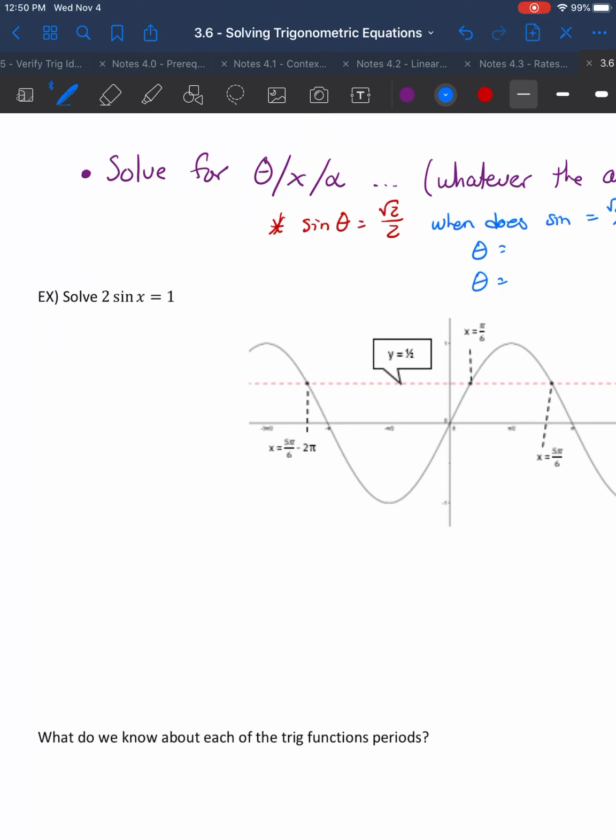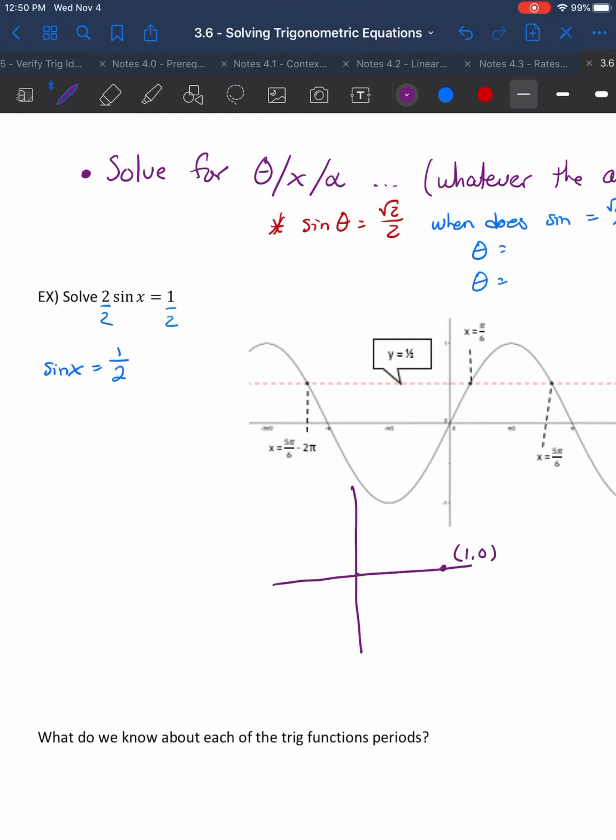All right, so this first example is kind of hidden just a little bit because I've got this function printed on here too. But I'm trying to solve 2 sine of x equals 1. Well, the first thing I need to do is isolate my trig function. So I've got to get rid of this 2. I'm going to divide both sides by 2. Now, thinking about my unit circle, I'm going to figure out when does sine equal 1/2.